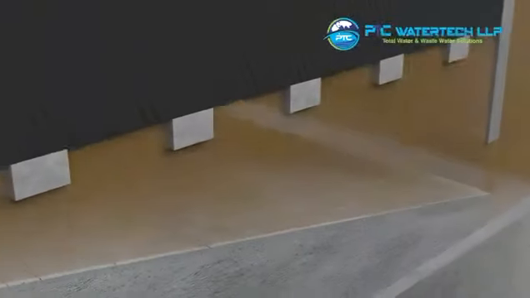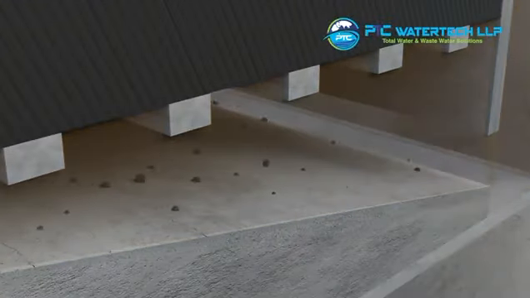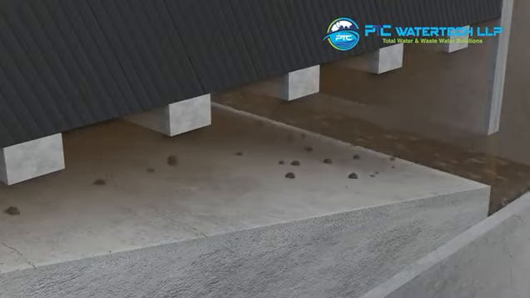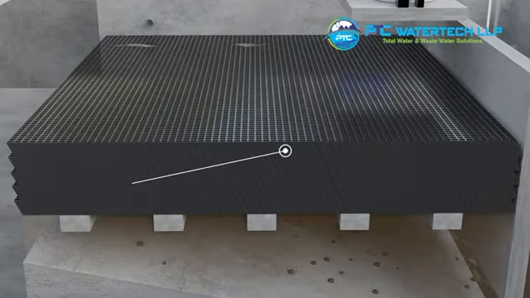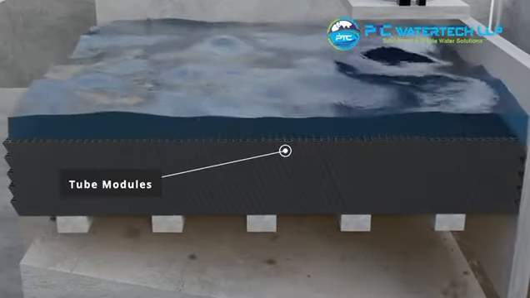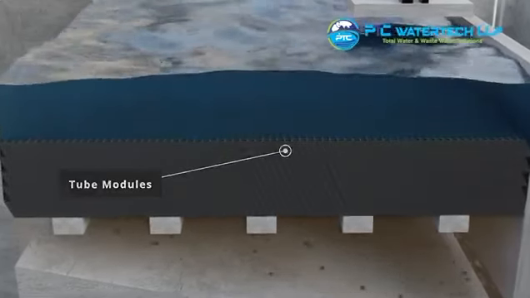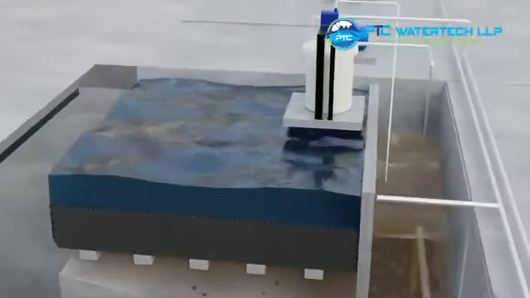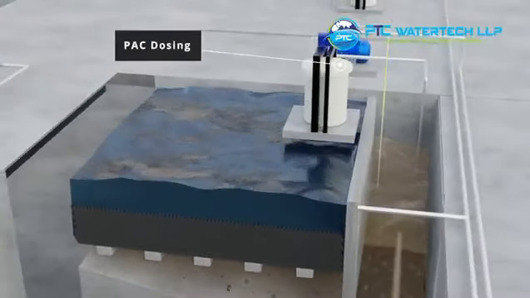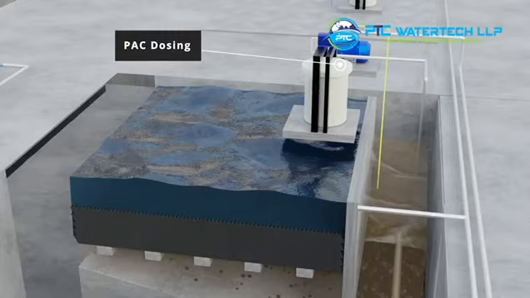In this, generated sludge and dead bacteria from the bioreactor undergo gravity settling. To reduce the plan area of the settling tank, tube modules are placed in this tank to increase the settling area of the tank. On top of the tank, a PAC dosing system is also provided in the effluent.